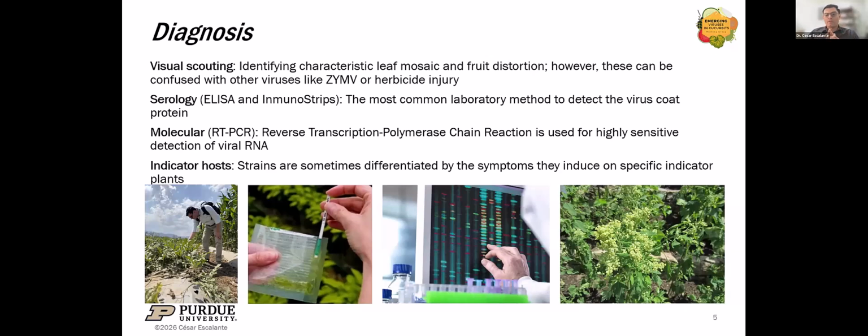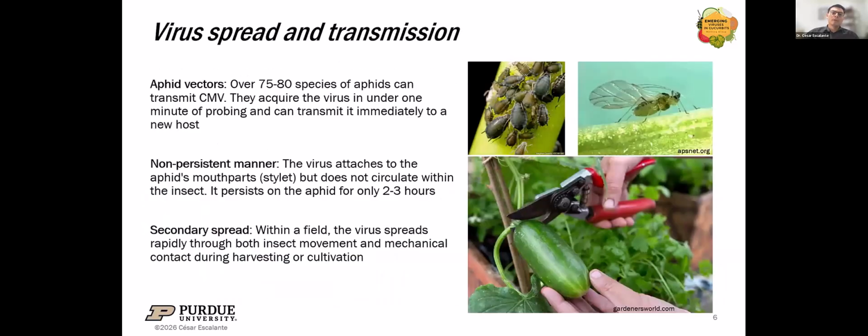This is an RNA virus. Of course, we have to do RT-PCR to be able to detect the RNA itself. So that would be a more reliable kind of test. And I will say that most of the diagnostic labs in the United States offer these services, so I highly recommend using them before making major management decisions.